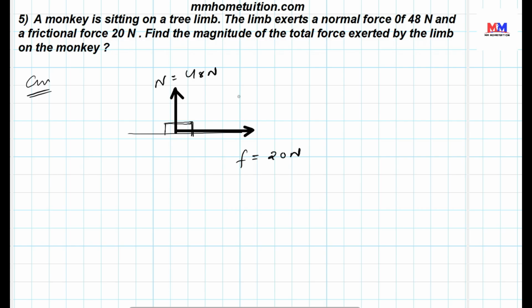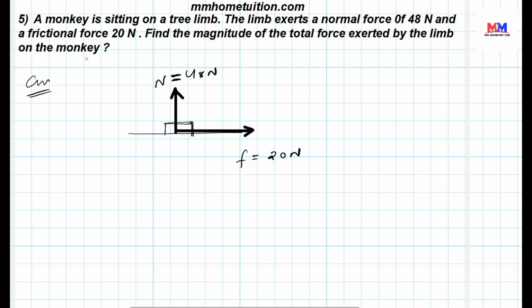Monkey is sitting on the limb. The limb exerts a normal force equal to how much? Normal force equals 48 Newton and a frictional force of 20 Newton. Find the magnitude of the total force exerted by the limb on the monkey.